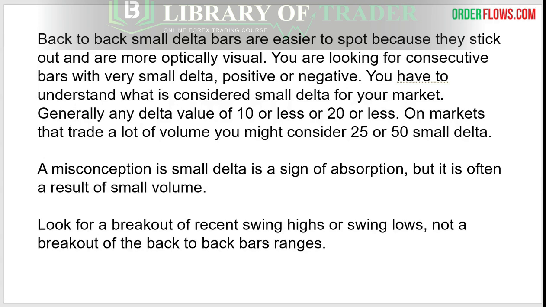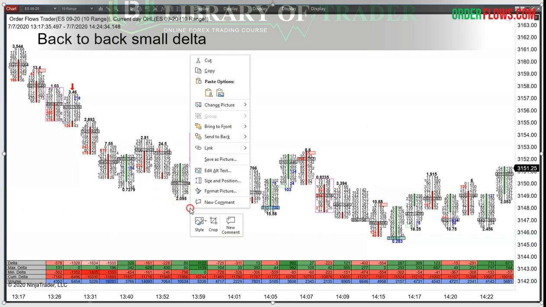So look for a breakout of recent swing highs or lows, not a breakout of back-to-back bar ranges. Okay, so what does that mean? How you're going to trade it is you're going to be breaking out of the swing high or swing low, not the two bars with the small delta. Alrighty, let's put it in here.